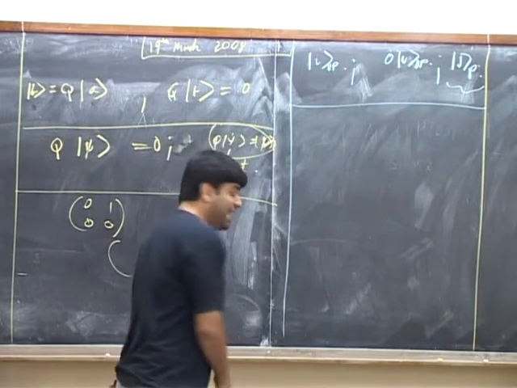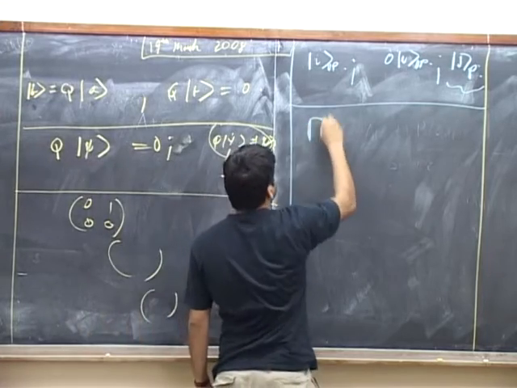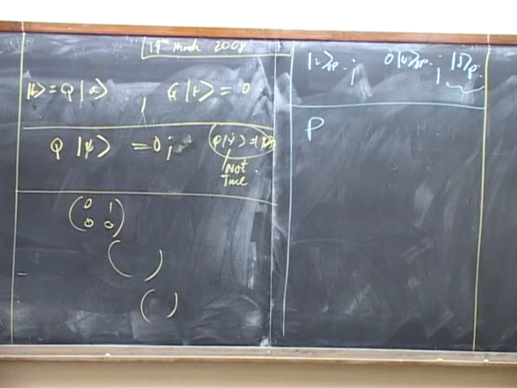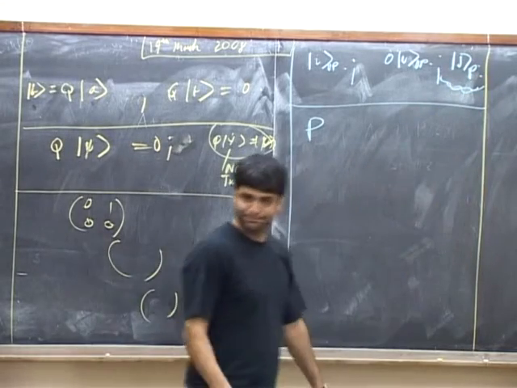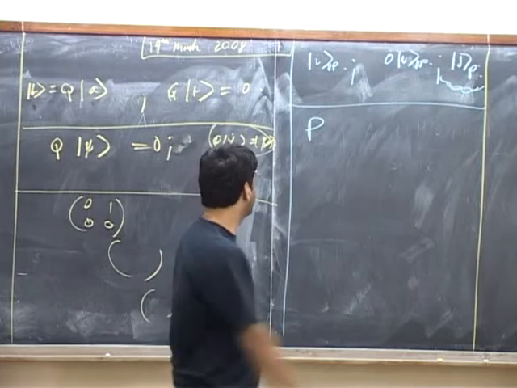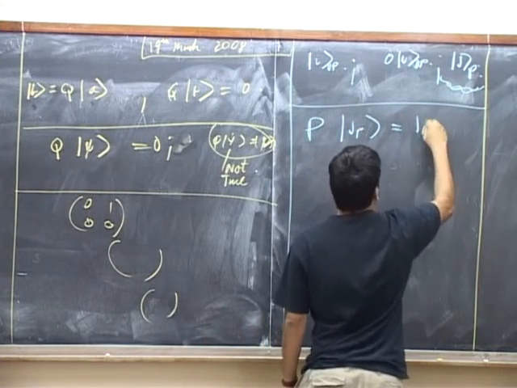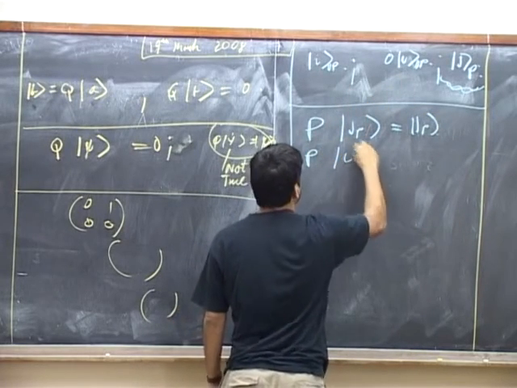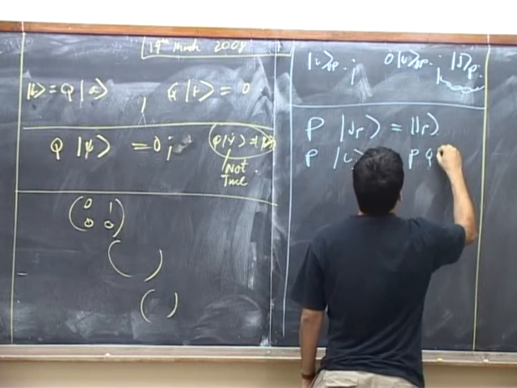Okay. Then, once I've chosen this basis, I define a projection operator P that projects onto physical states. So this is the projector onto the space spanned by the physical states. So P on J physical equals J physical, and P on all of these is equal to 0. P on I unphysical is equal to P on Q times I unphysical.